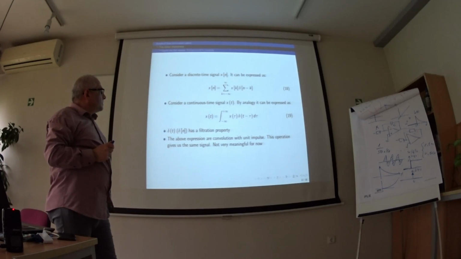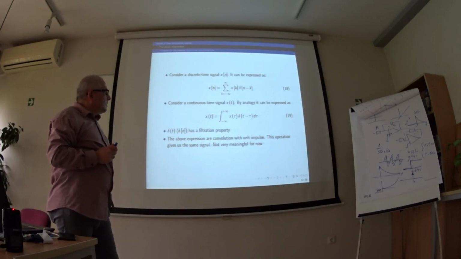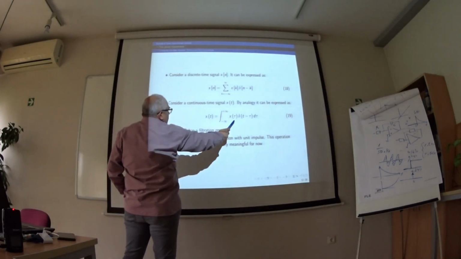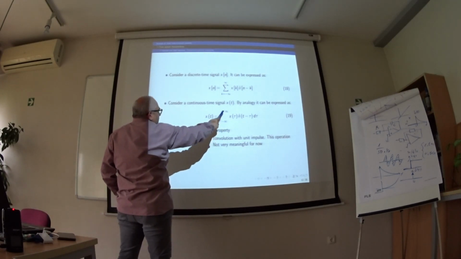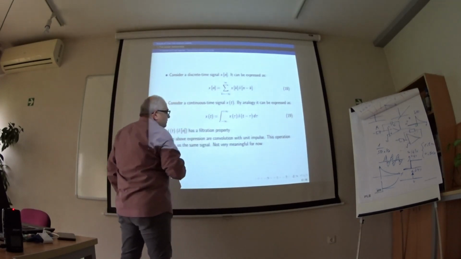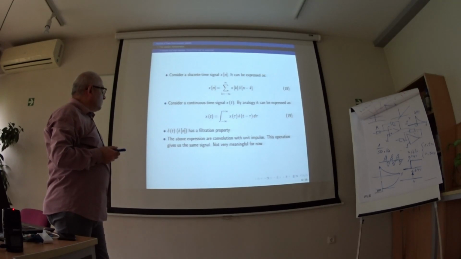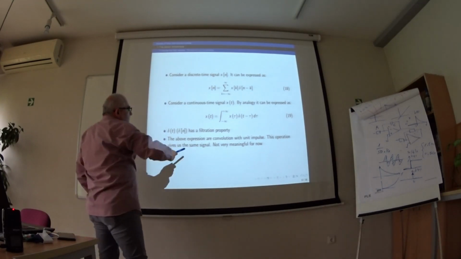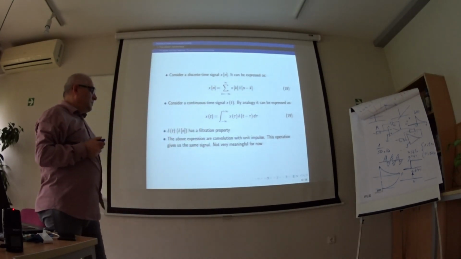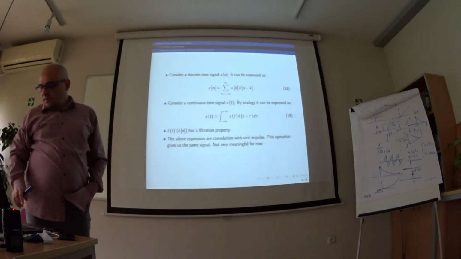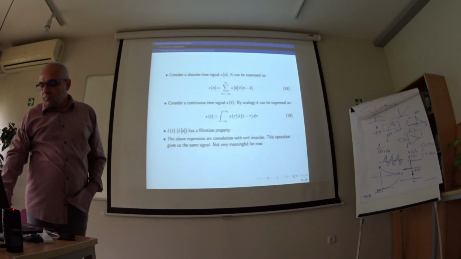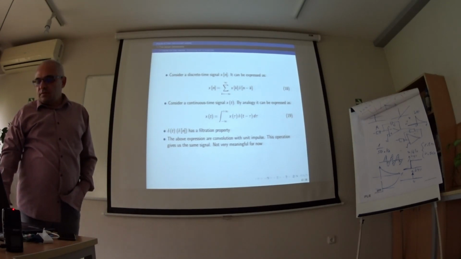For continuous time signal, the things are very similar. Instead of summation, we use integration. Our signal multiplied by shifted delta. These operations, this and this, are in fact convolutions with Dirac delta. Every convolution of a signal with Dirac delta gives us the same signal.